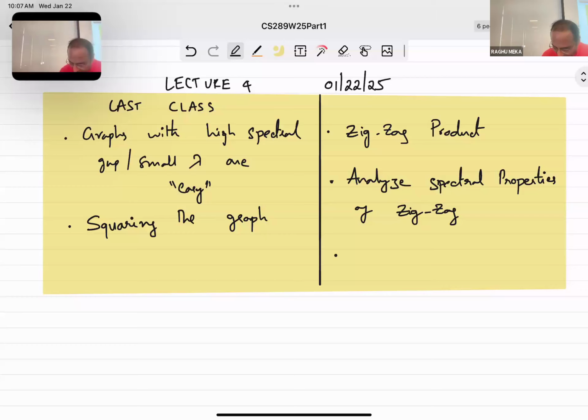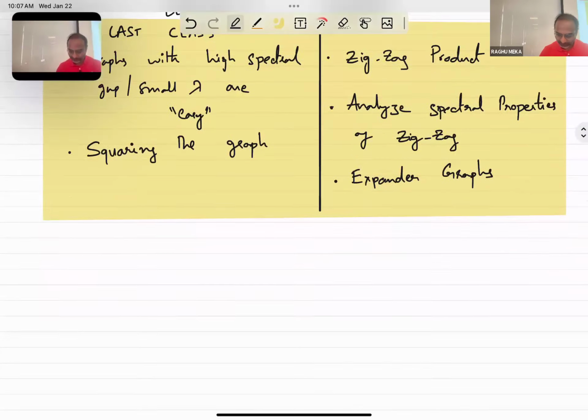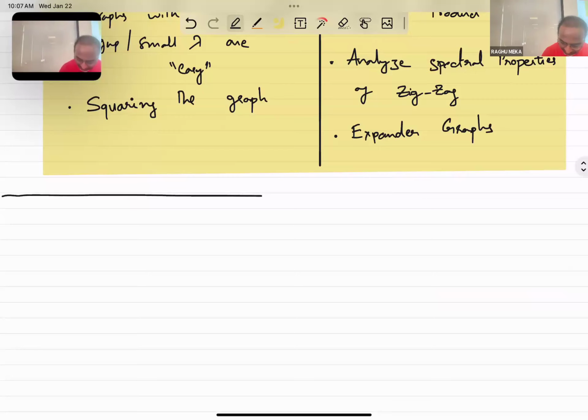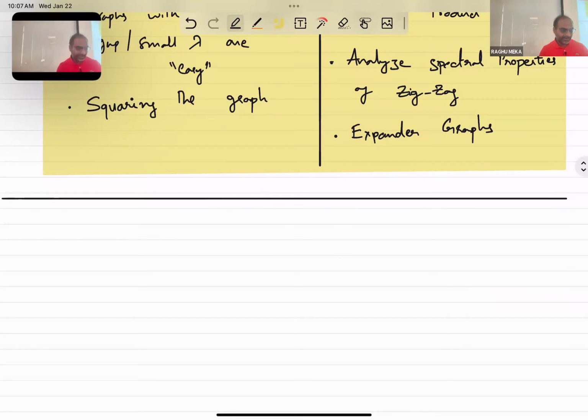And finally, I'll hopefully say a few words about the special graphs called expander graphs. All right. Okay. And let's get started.